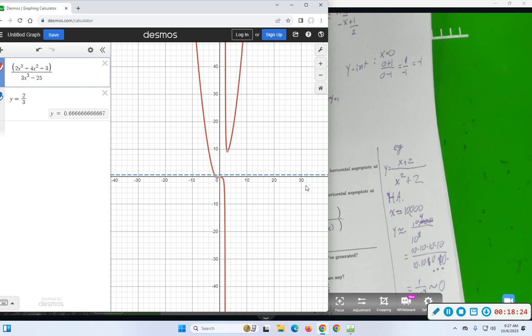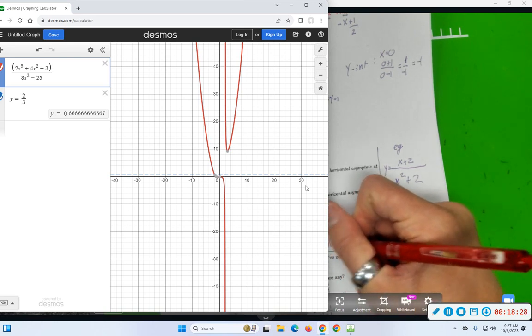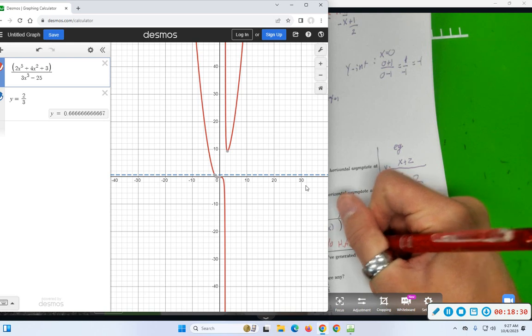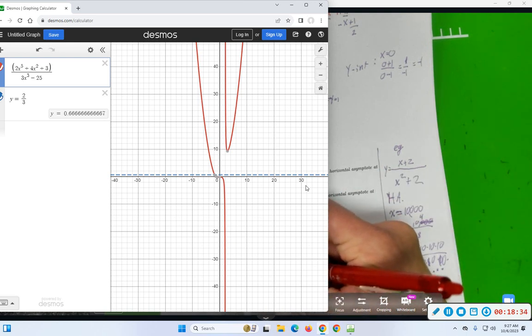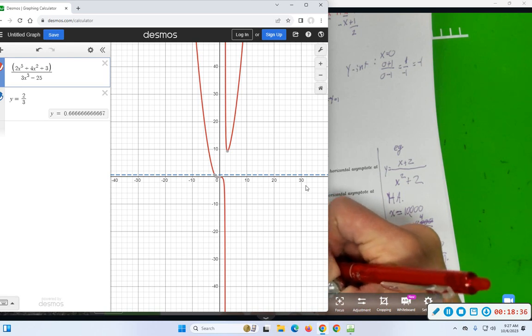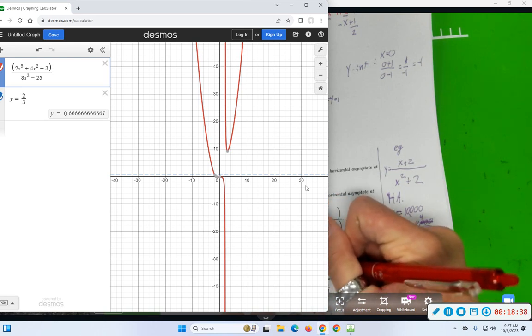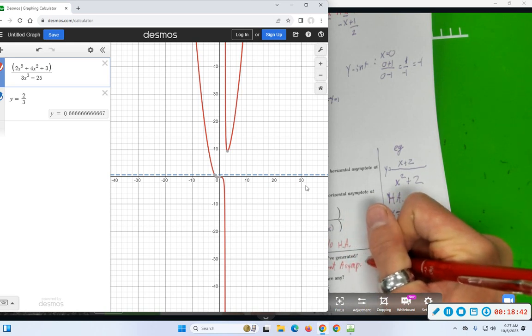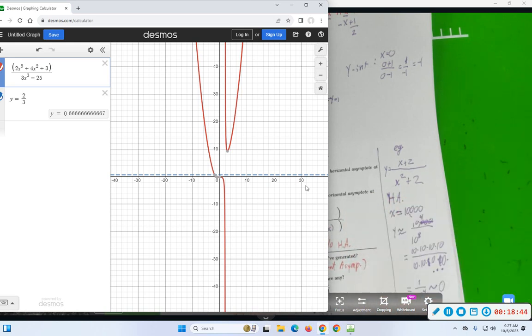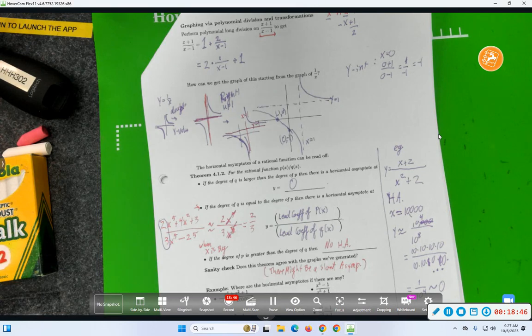So, whenever the degree of p is bigger than the degree of q, there is no horizontal asymptote. Maybe I'll put this in parentheses. There might be a slant asymptote under those circumstances.